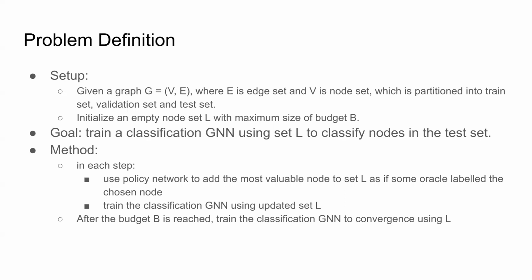The method here involves reinforcement learning. In each step, we'll use the policy network to choose the most valuable node in the training set and add it to the set L as if some oracle labeled it for us. Then, we train the classification GNN using the updated set L. After the budget is used up, we simply train the classification GNN using the set L until convergence.